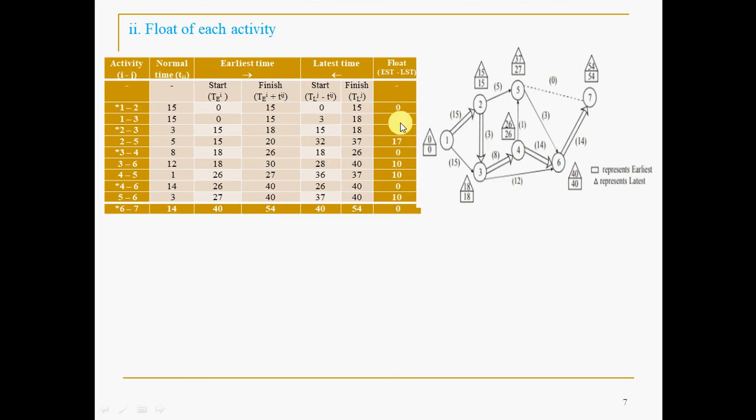So the activities whose float is 0 are called the critical activities. Please note that. For example, here float is 0, 0, 0, 0 and 0. We have marked them with a star mark. Star represents the activities whose float is 0, or the concurrent activities. They are represented with a double arrow. So always in the network, you have to represent the critical activities with a chain or double arrow.